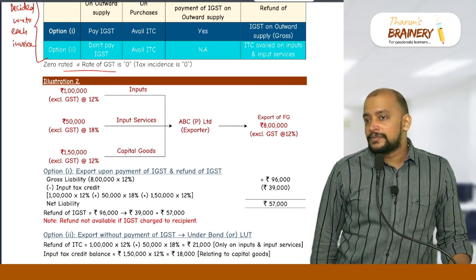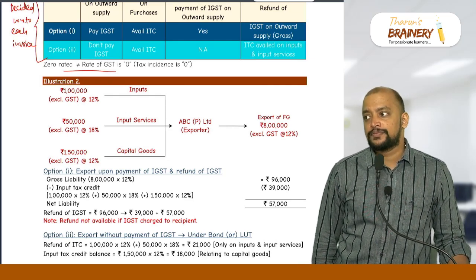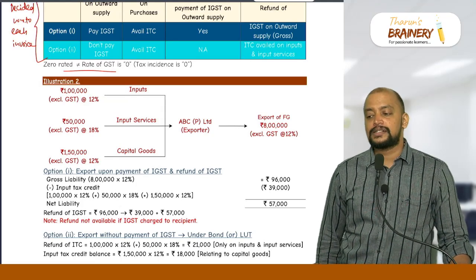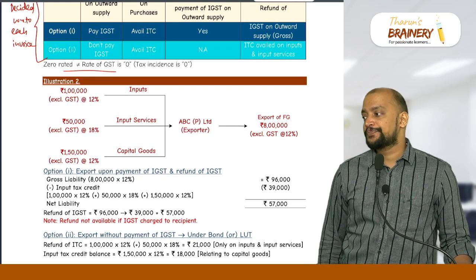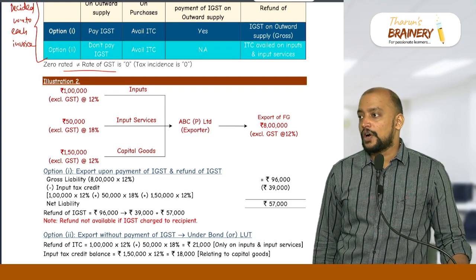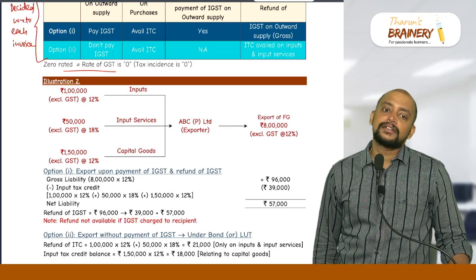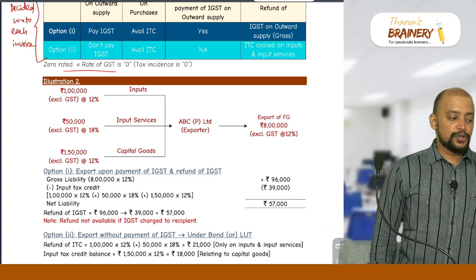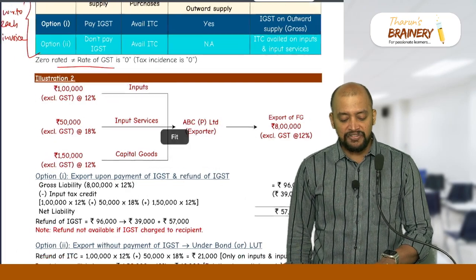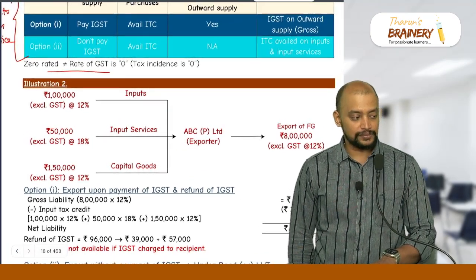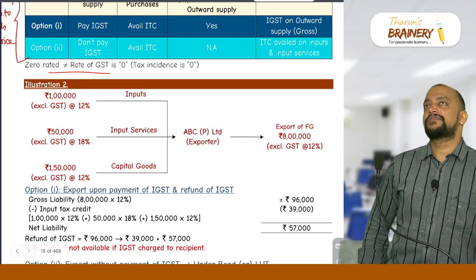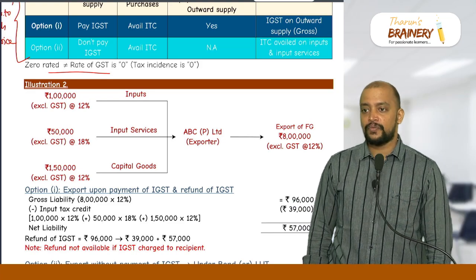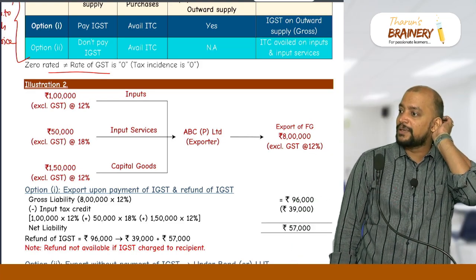What is option 1? Pay IGST and get refund of that IGST. Write that. Option 1 hyphen export upon payment of IGST and refund of such IGST. This is option 1. Now, what is the gross liability?